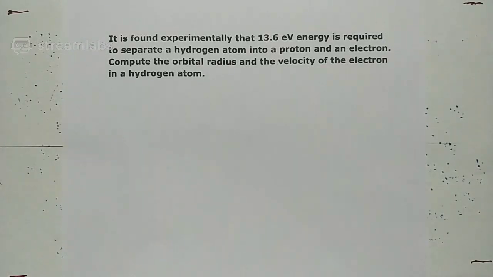Total energy is given. They are asking you to calculate the orbital radius and velocity of the electron. So you know the expression for total energy, minus E square by 8 pi epsilon naught r. From that you can easily calculate the radius and then you have to calculate the velocity. Just copy the problem and you need to work it out.